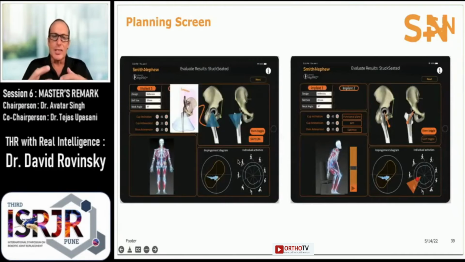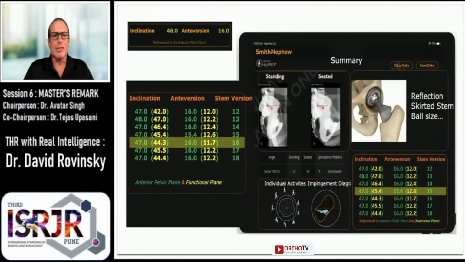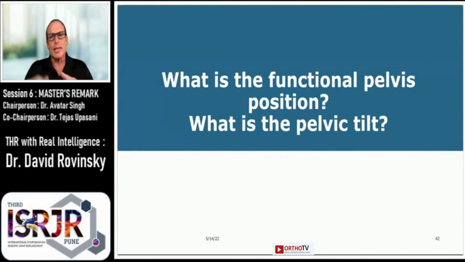So we can summarize this data and say what happens to our impingement diagram and our stability diagram when we change the cup inclination, cup anteversion, and stem anteversion. We can even change the modular components, change the stem, change the cup, and you see things that you'd expect: better stability with a larger head, less stability with a skirted head, and we can come up with an ideal cup position for this patient, 48 degrees inclination and 16 degrees anteversion, and we see what happens with different implant combinations. So how do we execute this plan?